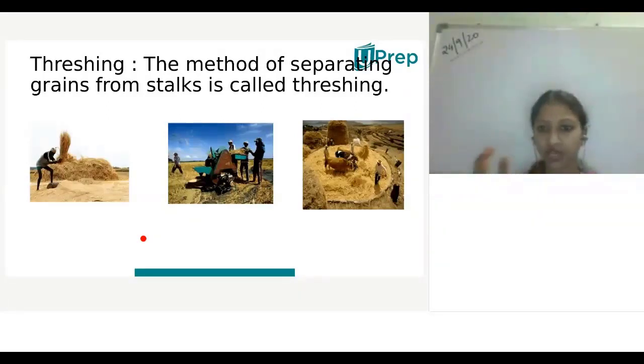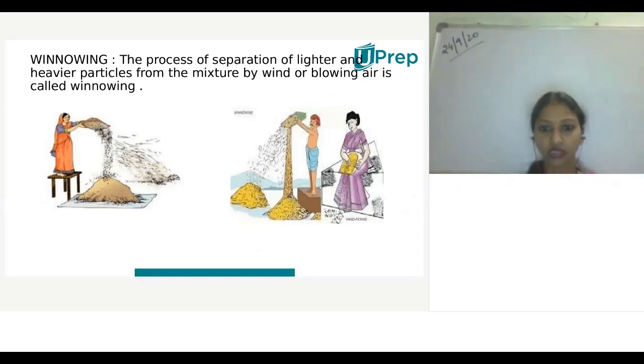There are different techniques, but all three are threshing. One is done manually, one uses a machine, and one uses bullocks. All these are about the separation of solid and solid. This is one kind of separation technique. So let us see the other one.